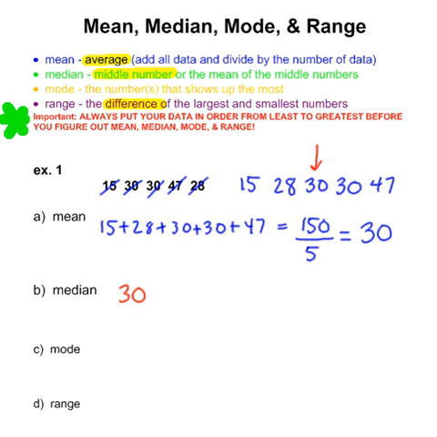The mode means the number or numbers that show up the most. So if we look over here, we can see that we've got 2 30s. Since 30 shows up twice, more than any other number, 30 is also our mode.